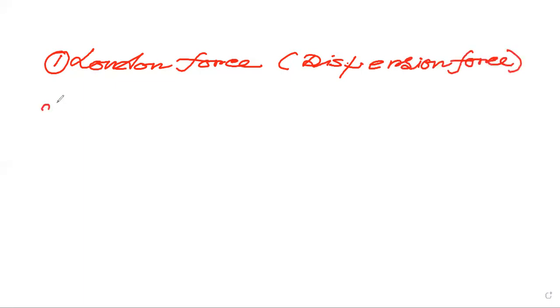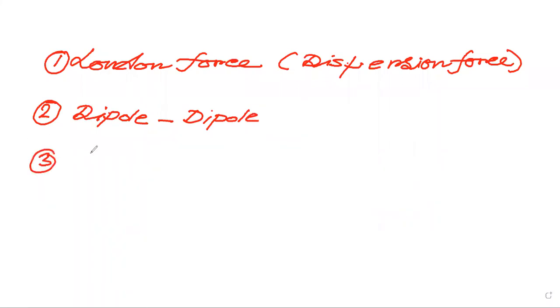Second, we learned about dipole-dipole interaction. And finally, we learned about dipole-induced dipole interaction.